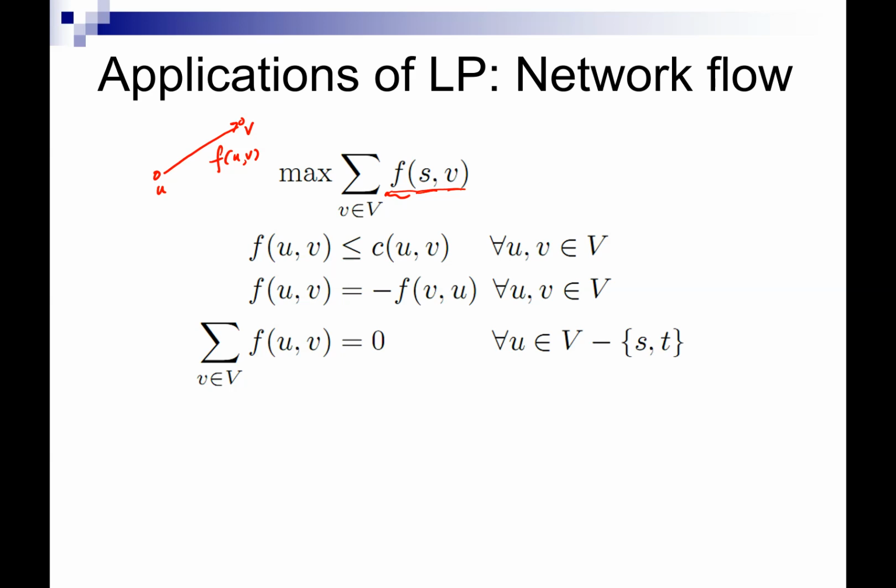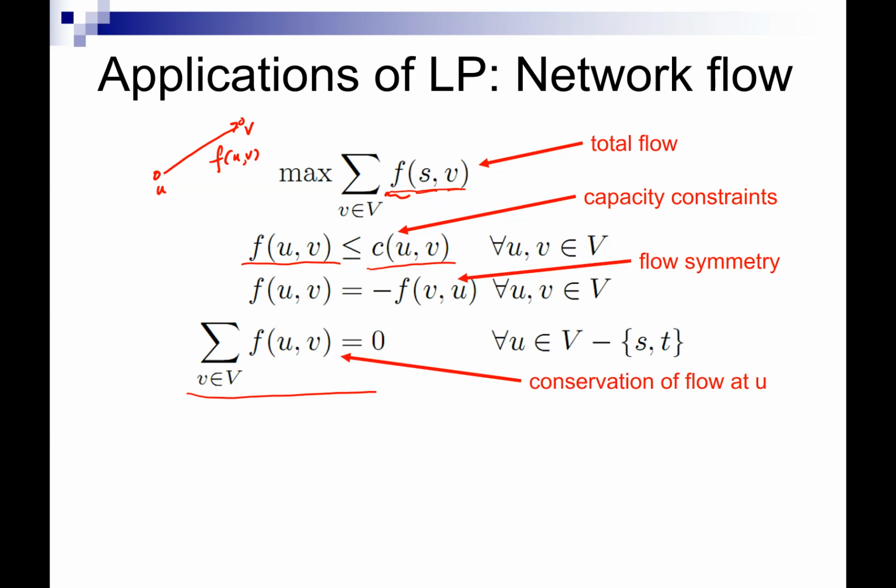Now these numbers are subject to certain constraints. For example, the amount of flow from U to V can be no more than the capacity from U to V. So we have these constraints for all pairs of nodes U and V. Furthermore, the amount of flow in one direction, from U to V, is going to be opposite the amount of flow from V to U. And then finally, we have this flow conservation requirement.